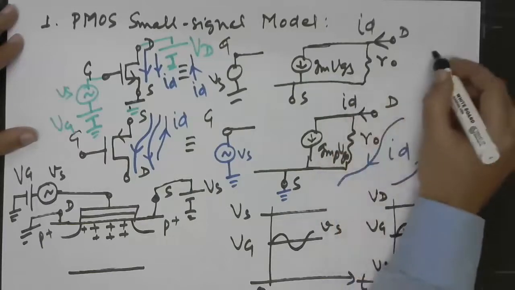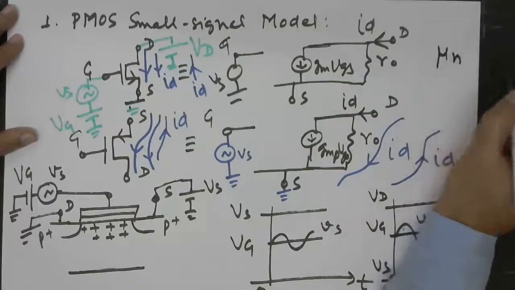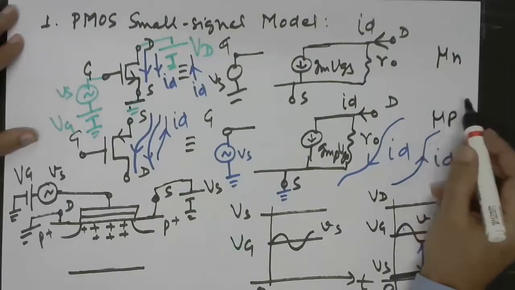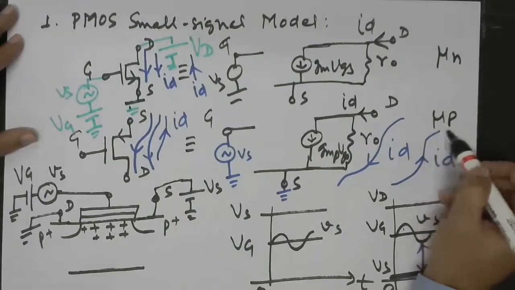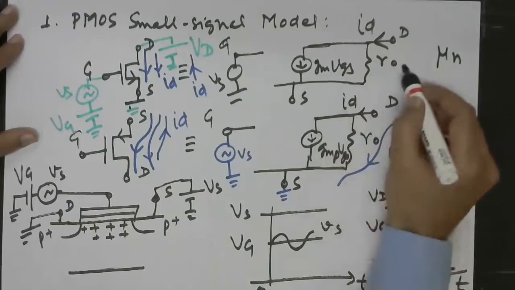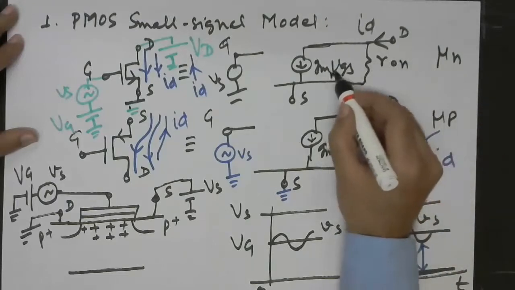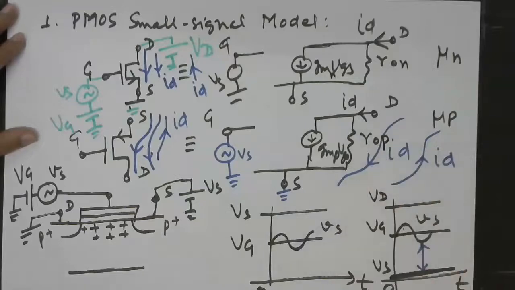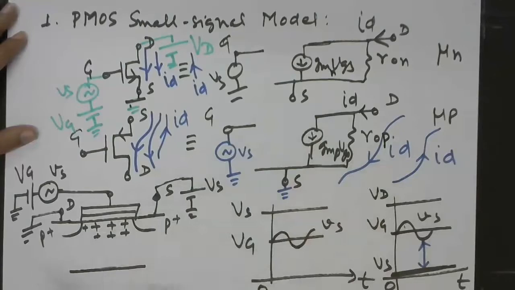the mobility. In this case, mobility is mu n, but for the PMOS, mobility is mu p, and these two are different. In fact, mu p is smaller than mu n. So R naught and gm are going to be different for PMOS and NMOS. This is the only point that we will have to keep in mind when we use these two models.